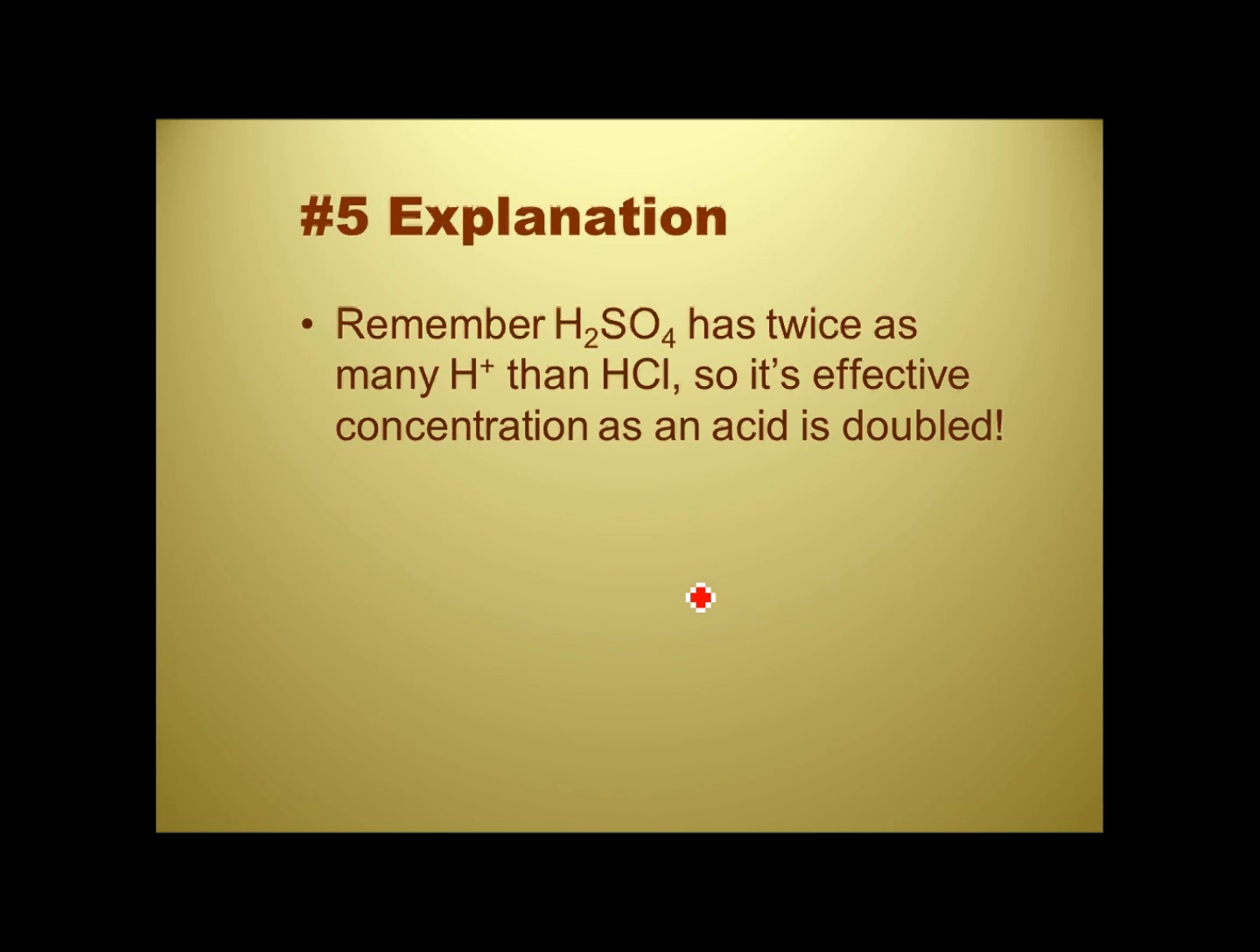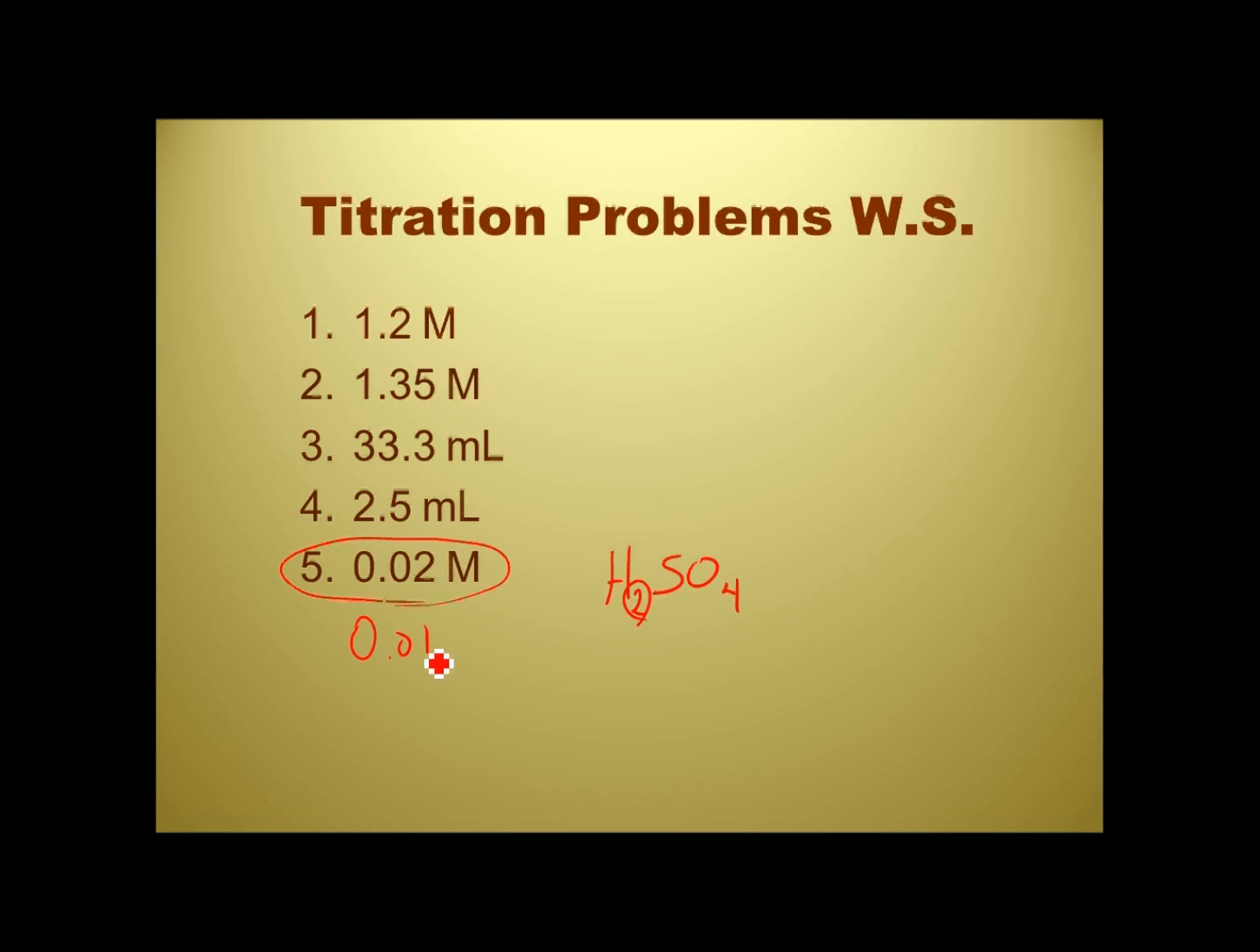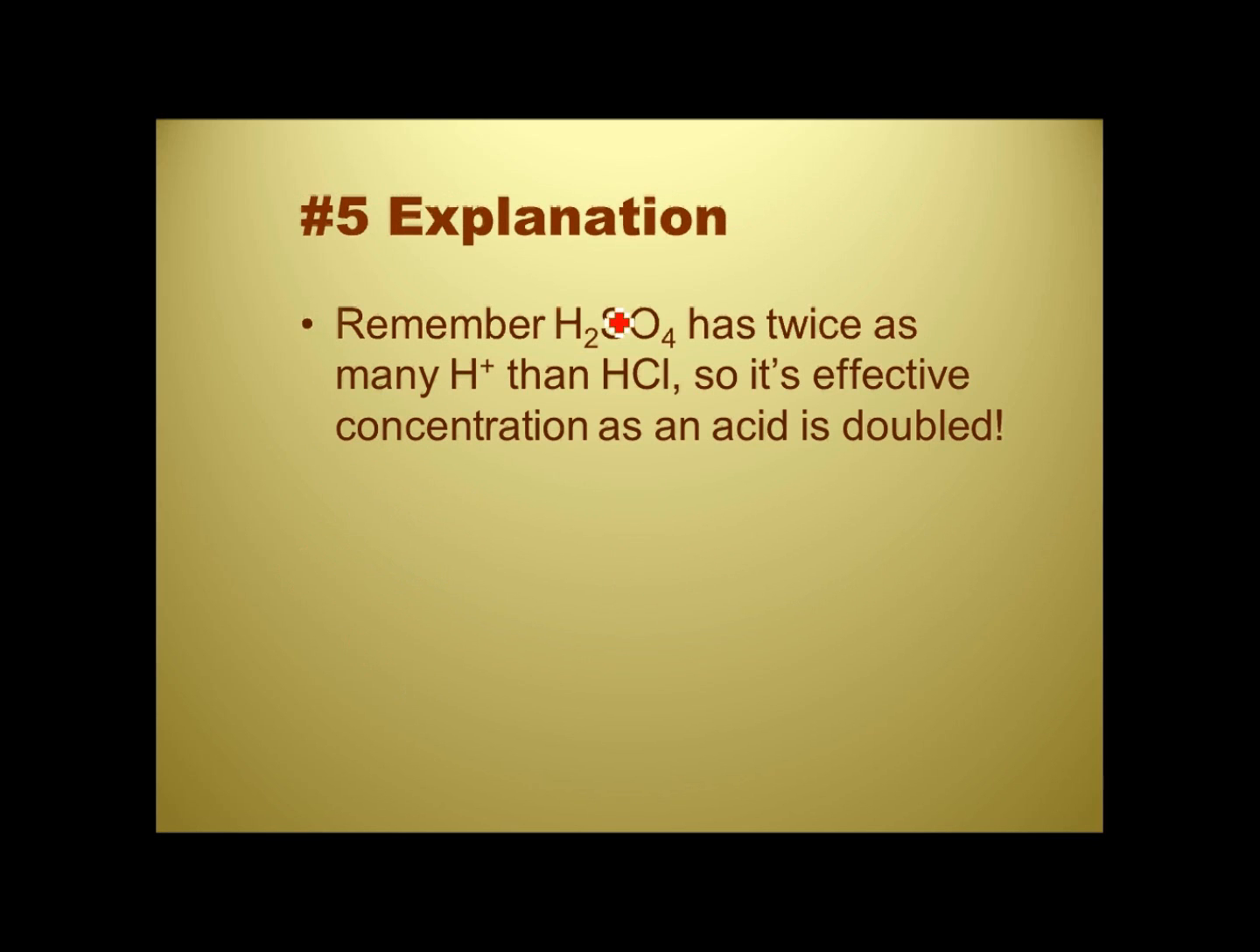The reason your answer was 0.01, exactly half of my answer, is that you should have realized that H2SO4 being diprotic means it has twice as many hydrogen ions to give up than hydrochloric or hydrofluoric or hydrobromic acid. So its effective concentration as an acid is actually doubled. Okay, so the molarity of H2SO4 could be only 1 molar H2SO4.